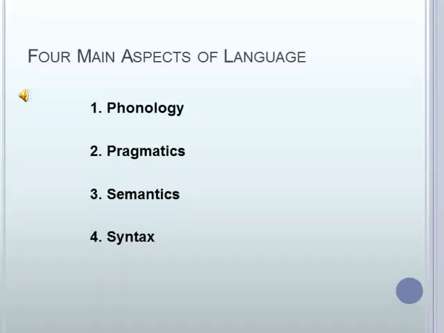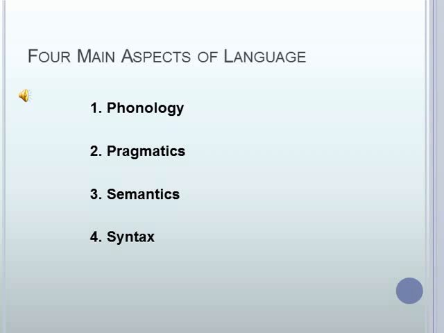There are four main aspects of language. The first one is phonology. Phonology is the study of sound in a language. A phoneme is the basic unit of sound. The second type is pragmatics, and it's the study of the uses of language.